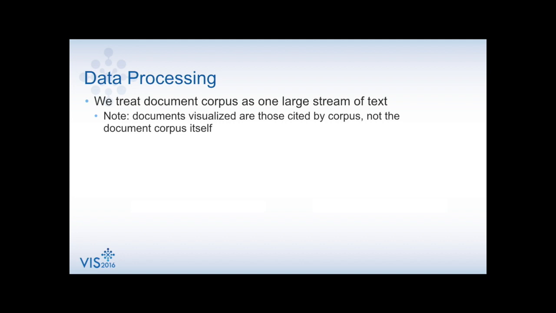So we first describe our general data processing. Given our document corpus, we treat it as one large stream of text. We note that we don't actually retain the identity of the documents. The documents that we're visualizing are those that are cited by the corpus, but not the corpus itself.